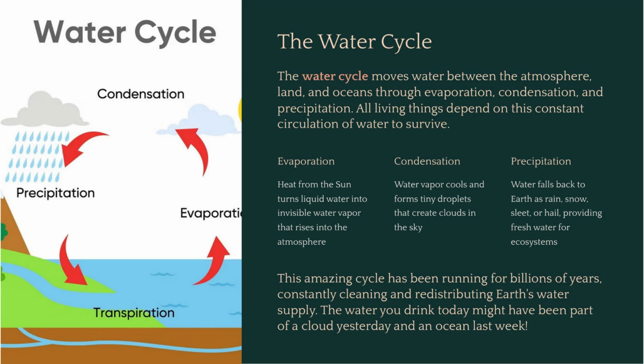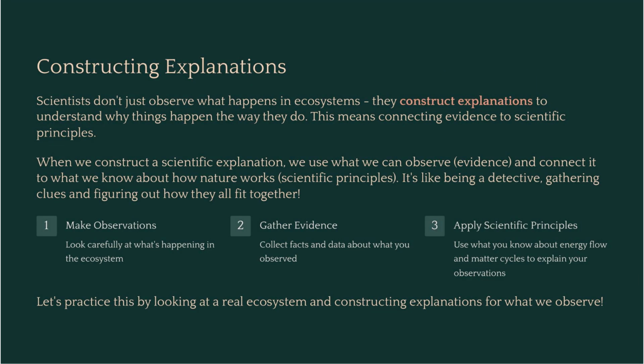The water cycle is another essential matter cycle. Water evaporates from oceans and lakes, forms clouds, and falls back to Earth as rain. All living things need water. The water we drink today is the same water that has been on Earth for billions of years, just in a different place and a different form. It's always being recycled. With all this information, we can now construct explanations for how things happen in an ecosystem.